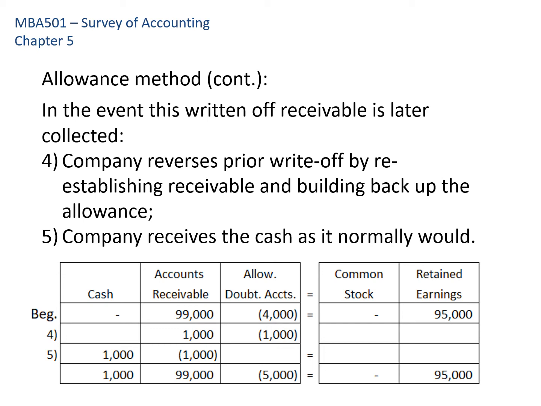Well, we need to reverse the prior write-off first. So I need to reestablish that receivable by increasing accounts receivable, and I can reestablish my allowance by bumping it up by another $1,000. Again, that's a negative number. And then we accept the cash as we normally would. We increase our cash account and we decrease accounts receivable. So the first step is reversing the write-off that we did in the past. But notice that does not affect retained earnings.